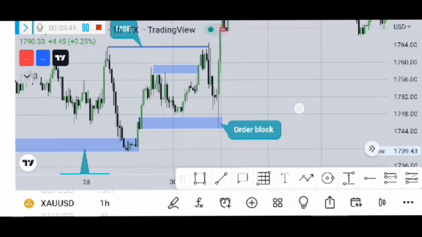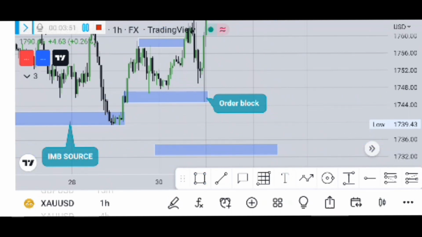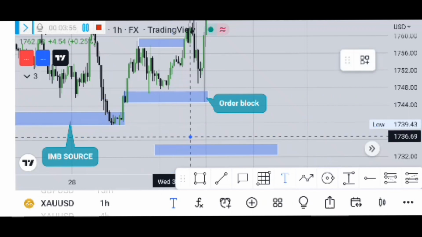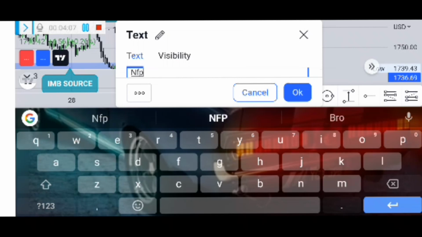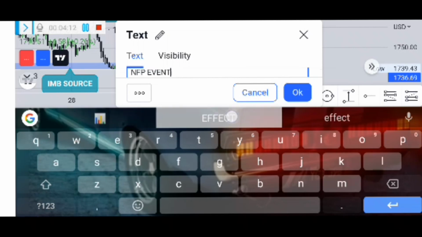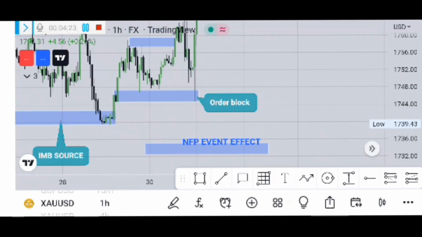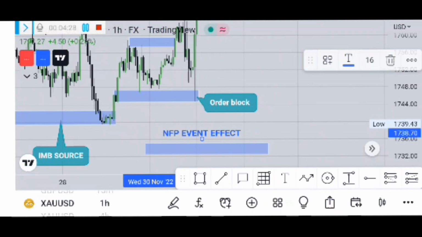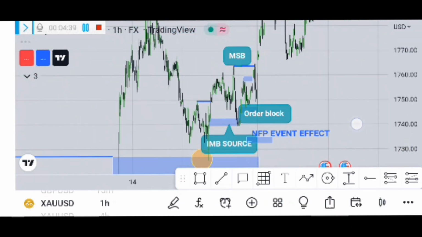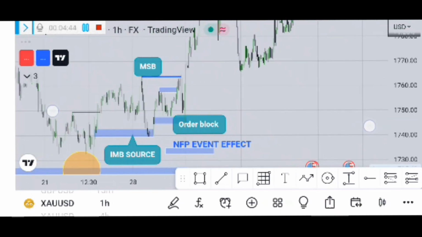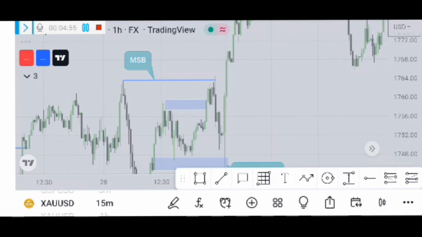Now, order block, you can see an imbalance and specific types of area, order blocks. Now how do we find direction? When market volatility is very high and NFP event effect comes, I know the market structure is going up, so I am analyzing a higher probability to the upside.